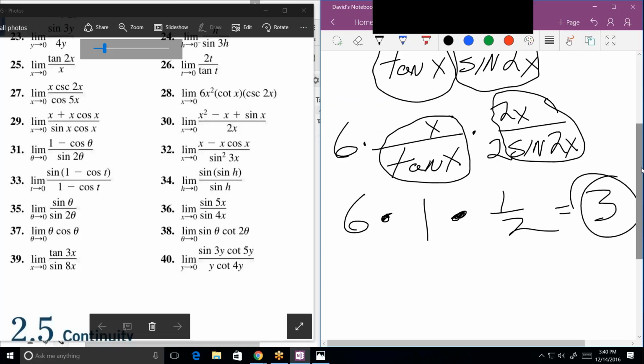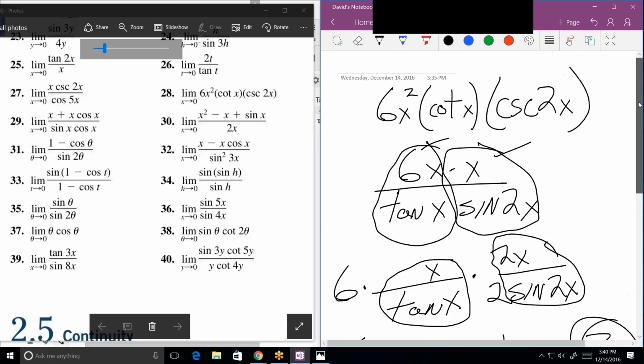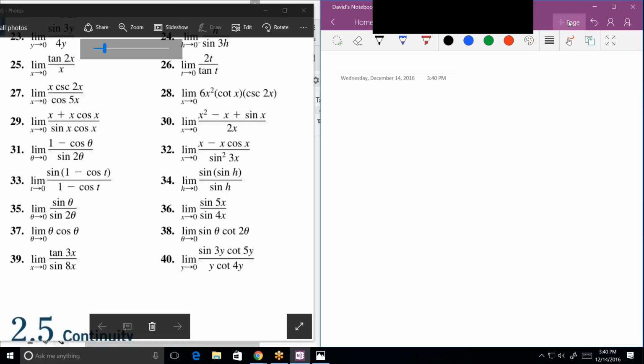So this is not that different from polynomial limit questions in that you notice what I've been doing here is factoring. I factored the top. Instead of making it 6x squared, I made it 6 times x times x, which is factoring. Okay. Now let's look at 29.